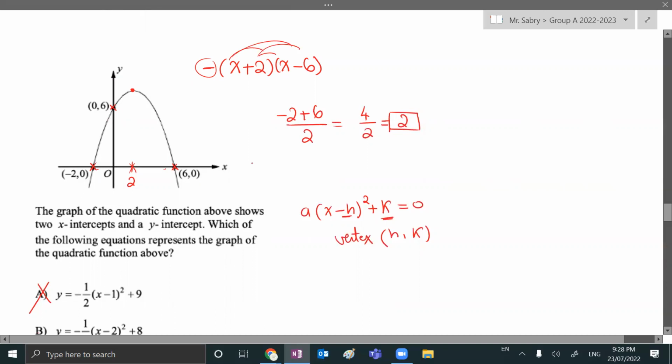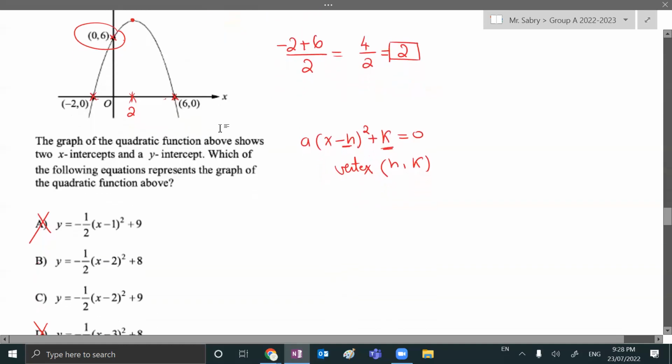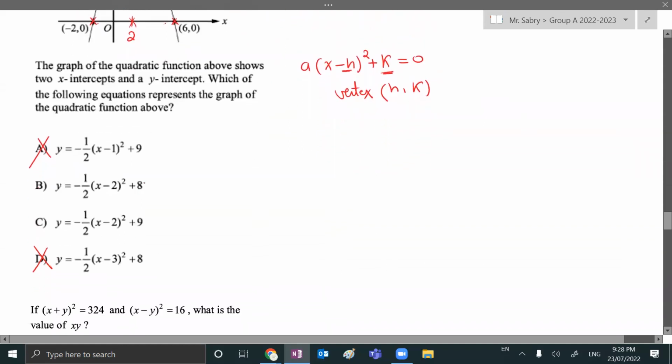One more and final thing is, because the y-intercept is equal to 6, this means when I substitute the x with 0, the y must be equal to 6. So if I'm wondering which of those is the correct one, the easiest thing to do is to substitute x with 0 here and here, and check which of those would get me the value of 6. If you substitute 0 here, negative half times 4 is negative 2. Negative 2 plus 8 would get me 6. But this one, negative 2 plus 9, would get me 7. So B must be the correct one.